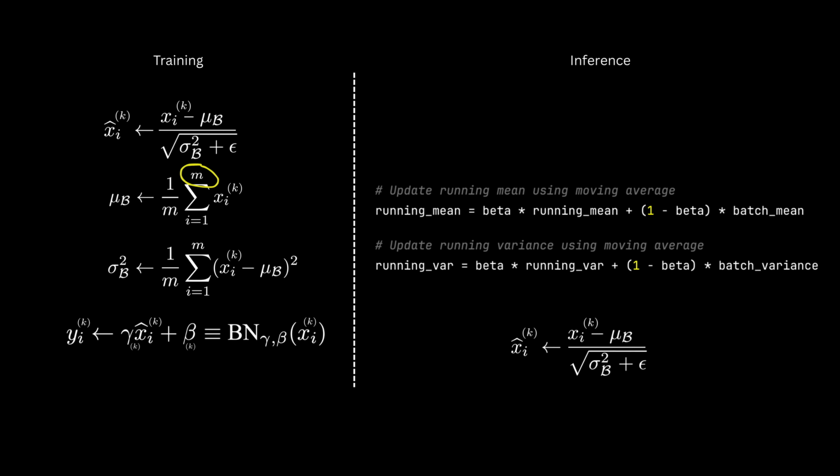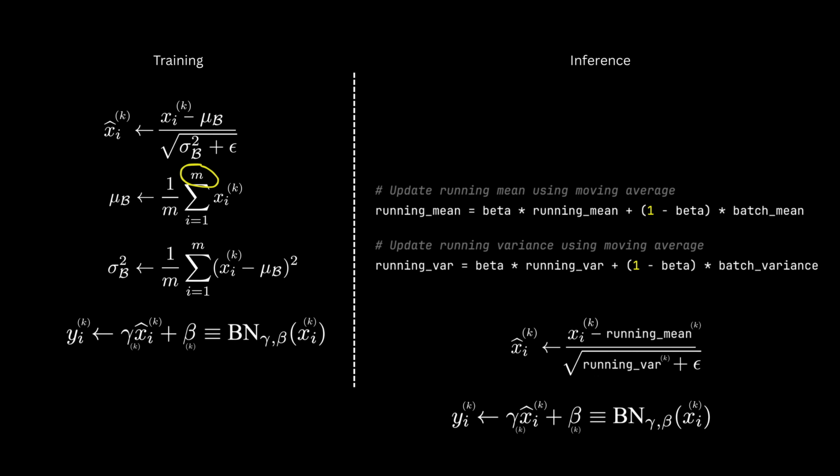Then once our training is done, for standardization of each value during inference, we use these running estimates rather than batch statistics. That way, we remove the dependency on other batch items. After we have our transformed values based on the saved running stats, we then apply the same scale and shift using our learned parameters.